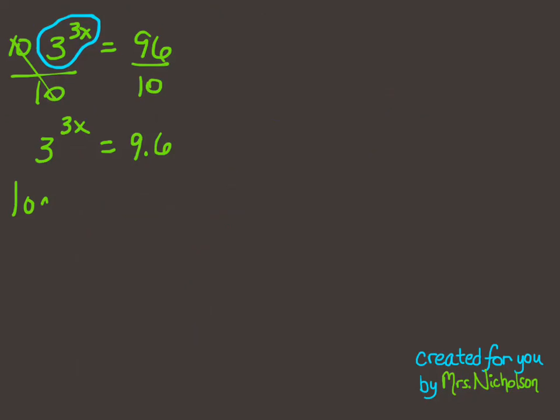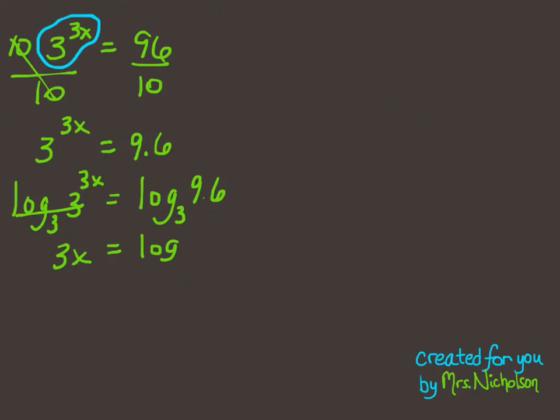So I'm going to use log base 3 of 3 to the 3x. That's a lot of 3's there. And if I do log base 3 on the left, I have to do the same thing on the right, because of course if we do something to one side of an algebraic equation, we have to do the same thing on the other side. Now on the left, the log base 3 of 3, those cancel each other out, and I'm left with 3x is equal to log base 3 of 9.6.